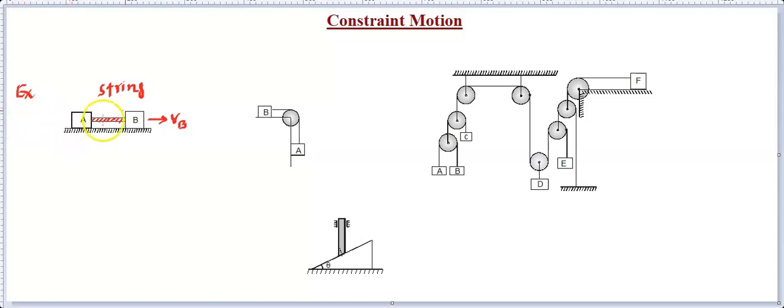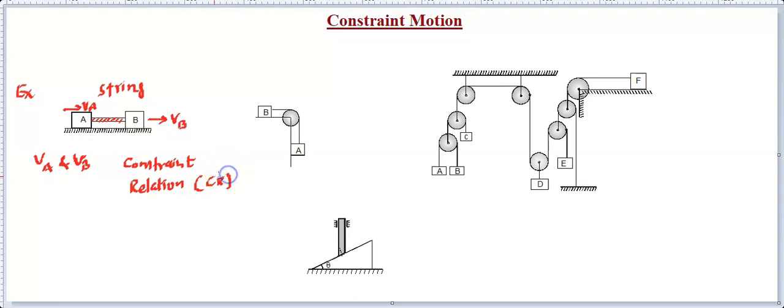This is a simple example you can catch: if you are moving this with a particular velocity, it will also get the same velocity. But whatever velocity A is going to get, this is coming because of the velocity given to B. So the motion of B is affecting the motion of A. So that means this is a constraint motion. And if we find a relation between VA and VB, that relation is going to be known as the constraint relation. Now the constraint relation can be in velocities, in accelerations, or in displacements.